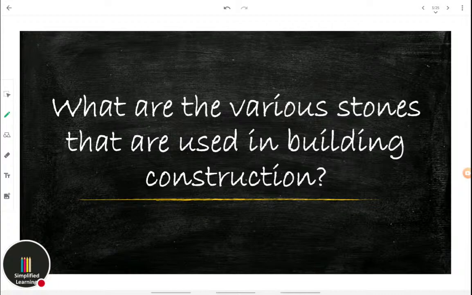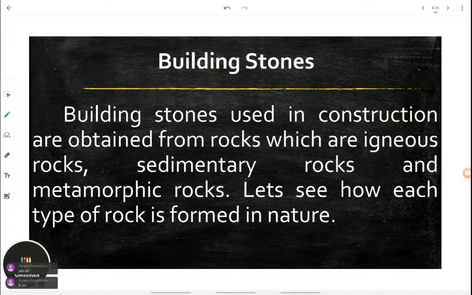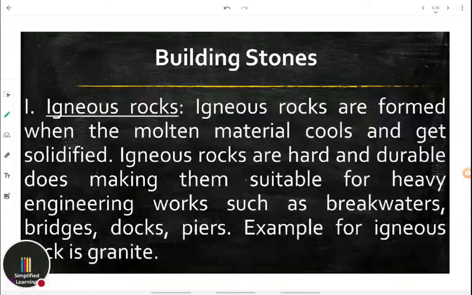Okay, so let's start with the application, the various types of stones which are available for building construction. Building stones that are used in construction are obtained from various kinds of rock. The sources are igneous rock, sedimentary rocks and metamorphic rock. Now let's see how each type of rock is formed in nature. The first one is igneous rock.